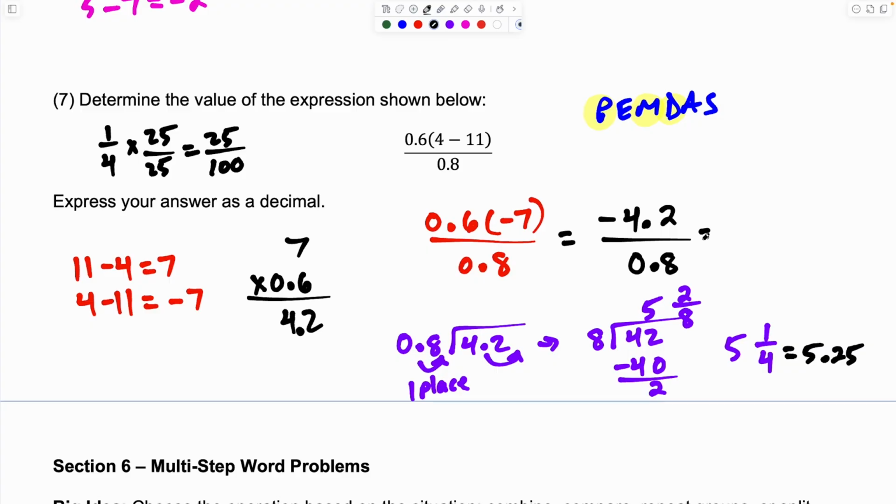So this quotient here, I have a negative divided by a positive. This is going to come out to negative 5.25. Okay, so I could just write it out like this.